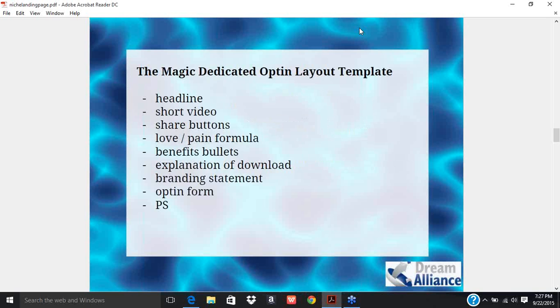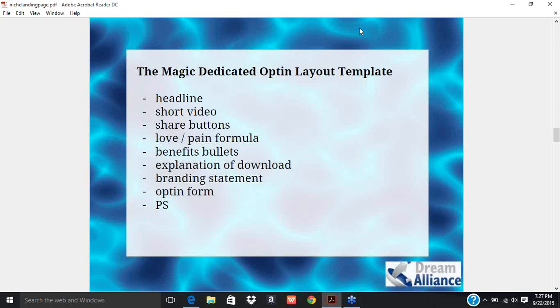The headline, just like on a sales letter, is everything. That's going to drive the nail home. So you also want to have a short video like we showed there. And it doesn't have to be professional. It can just be you at a webcam. Just keep it simple. But the video is very important because meeting you is part of the high conversion here.